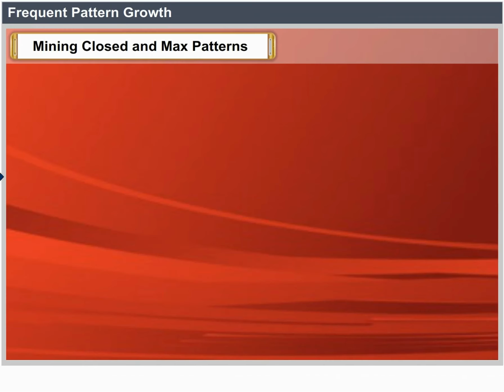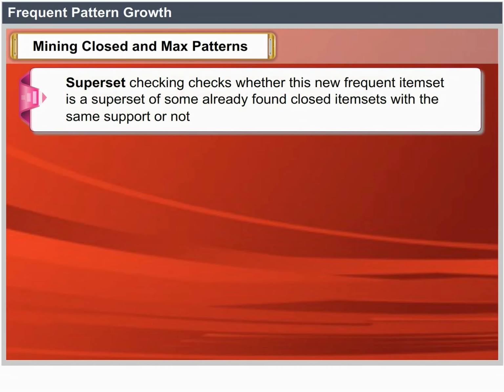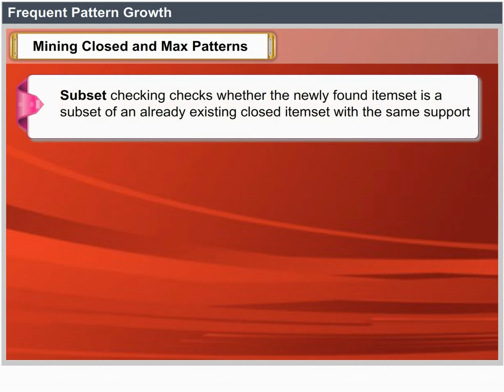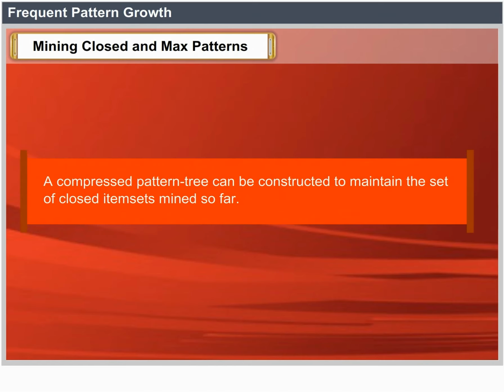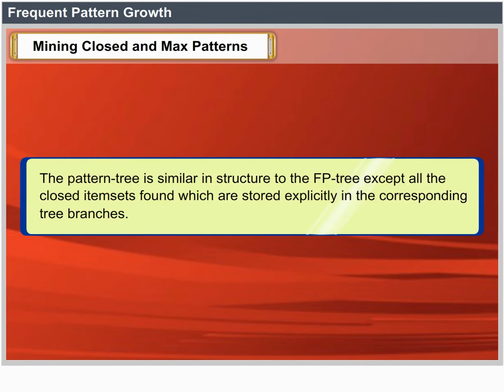When a new frequent item set is derived, it is necessary to perform two kinds of closure checking. Superset checking checks if this new frequent item set is a superset of some already found closed item set with the same support, and subset checking checks whether the newly found item set is a subset of an already found closed item set with the same support. A compressed pattern tree can be constructed to maintain the set of closed item sets mined so far. The pattern tree is similar in structure to the FP-tree, except that all the closed item sets found are stored explicitly in the corresponding tree branches.